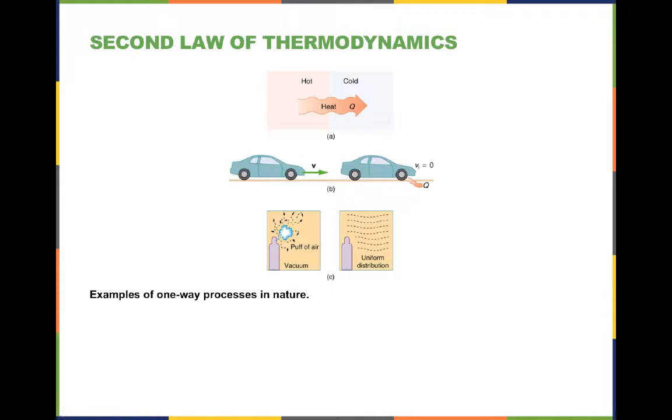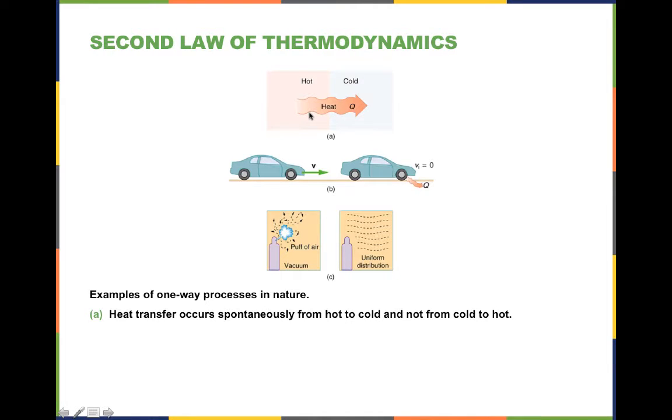Okay, let's move on to the second law of thermodynamics. The second law of thermodynamics has to do with the transfer of energy, etc. So what we have here is what is known as a one-way process. For example, if you have a vacuum and the vacuum is released, it's a one-time puff, and then it's irreversible.